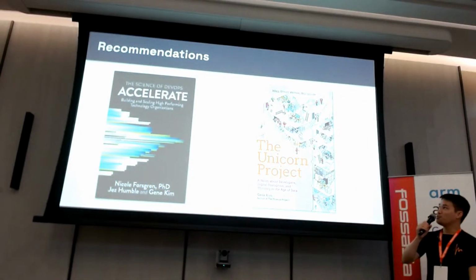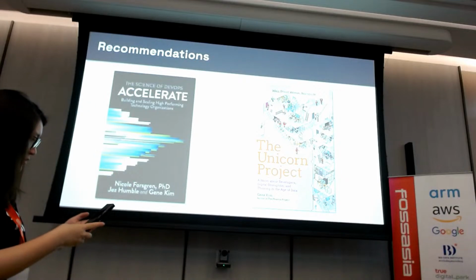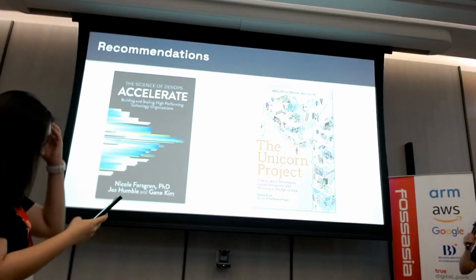Now, Accelerate is a really good book, very theoretical, and The Unicorn Project is more like a novel. It's very, very distracting. If you can't sleep at night, highly recommend.